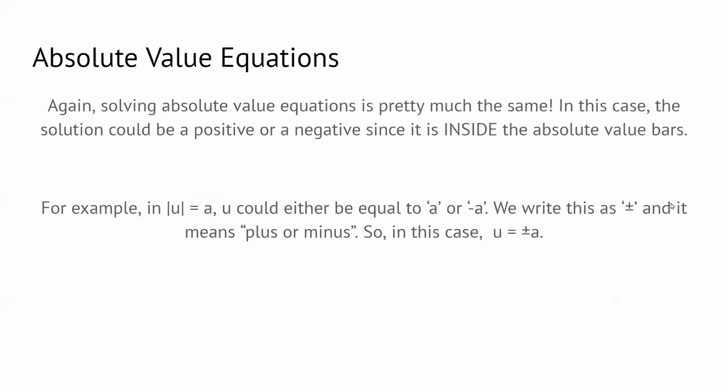So now we're going to talk about absolute value equations. Absolute value equations are pretty much the same. In this case, the solution could be a positive or a negative since it is inside the absolute value bars. For example, in the absolute value of u equals a, u could be either equal to a or negative a. And we would write this as plus minus like that, and it means plus or minus. So in this case, u would equal plus or minus a.